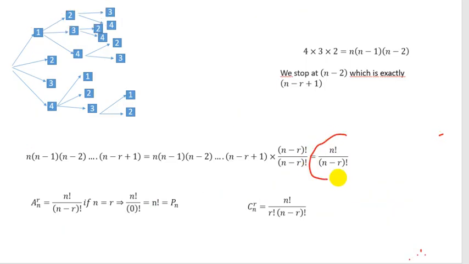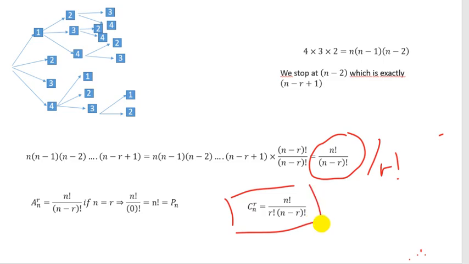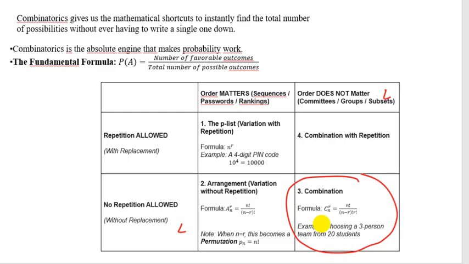So this is the arrangement. If we divide this by r factorial, we get this nice formula. Here again, the combination of r from n is n factorial divided by (n minus r) factorial times r factorial.